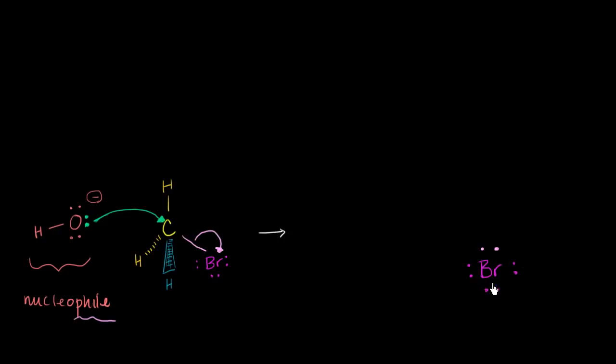How do we know that? Well, bromine is neutral when it has 7 valence electrons. This thing now has 8. So this now has a negative charge. Now let's think about what happens to all of this business. So let me draw up my carbon first.